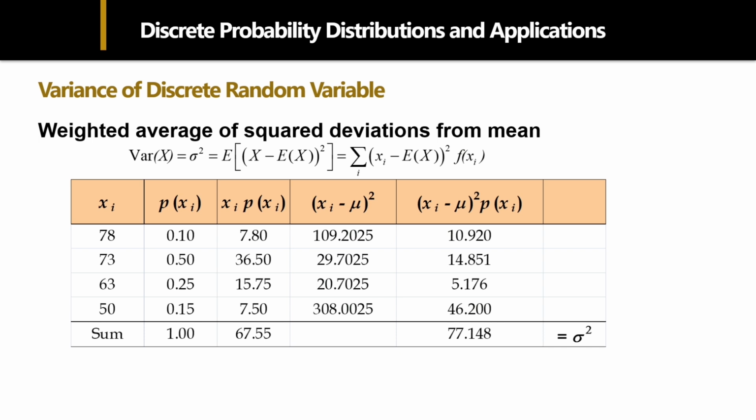I then have another column here where it is the outcome, so in the very first row, the $78 minus the 67.55. We square that to clear out any negative numbers. I then multiply that value by the probability, in this case 0.1, and now I have the contribution towards the variance of the random variable. I sum that last column, I get to 77.148. That is the variance of the distribution of oil next year.